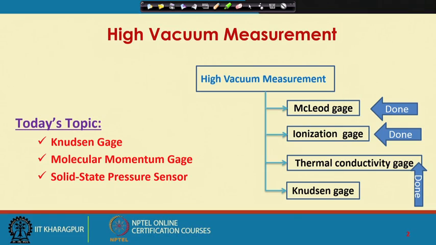Welcome to lecture 29. We are talking about high vacuum measurement. Today we will be talking about the Knudsen gauge. We have talked about the McLeod gauge, the ionization gauge, and the thermal conductivity gauge. We will now start our discussion today with the Knudsen gauge. Then we will also talk briefly about the molecular momentum gauge and the solid state pressure sensor.